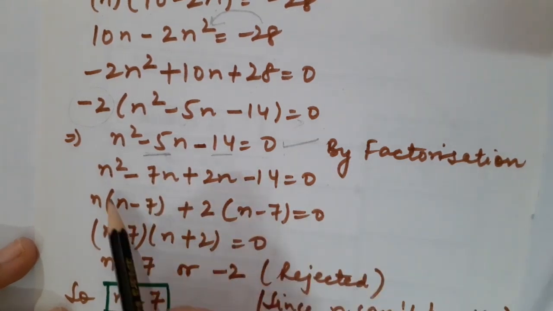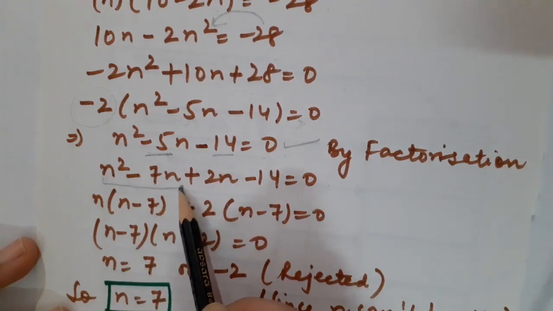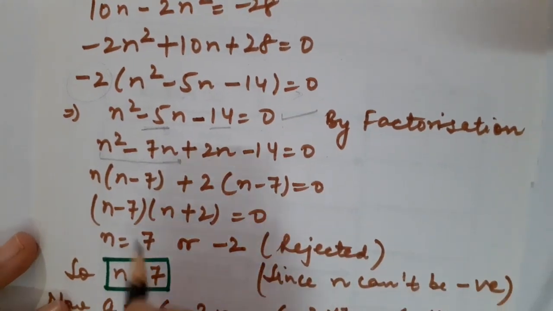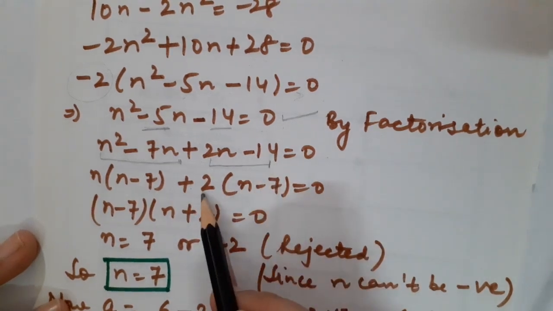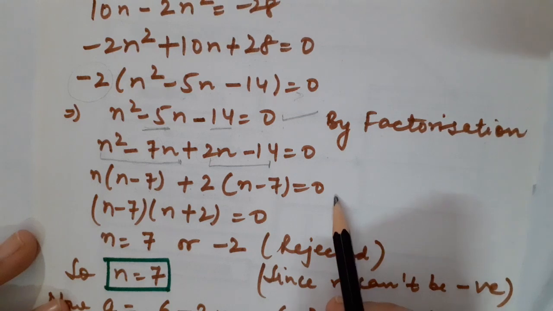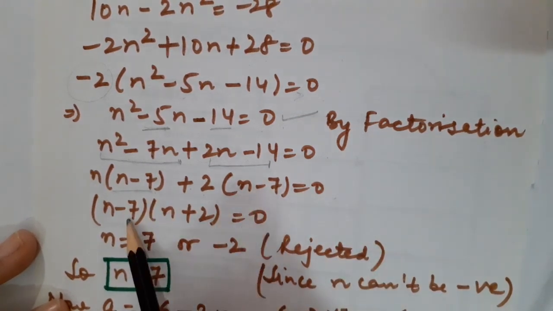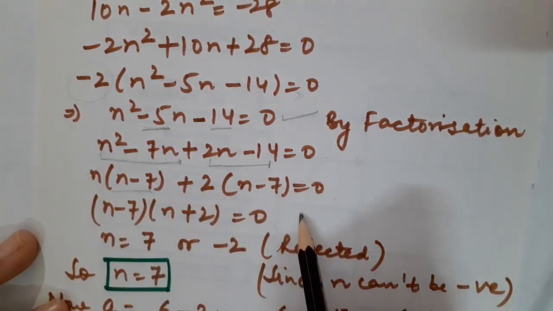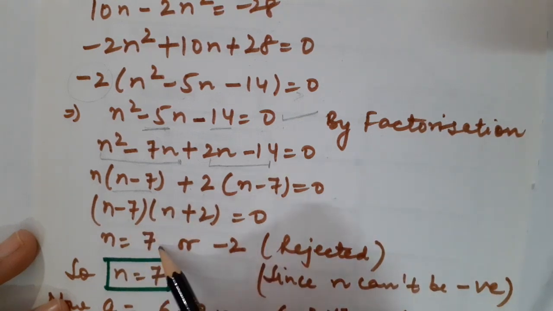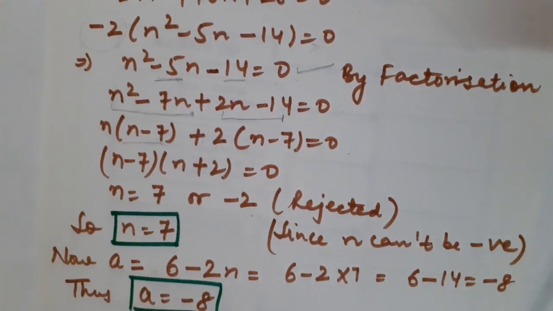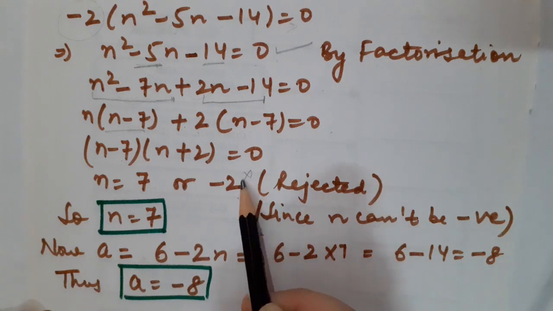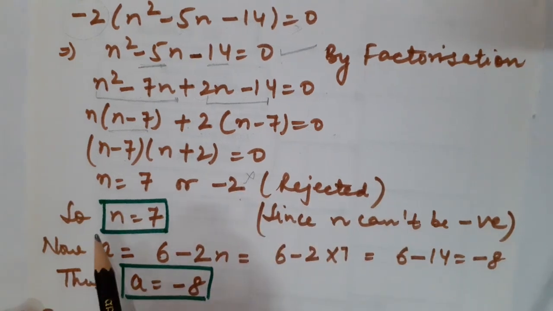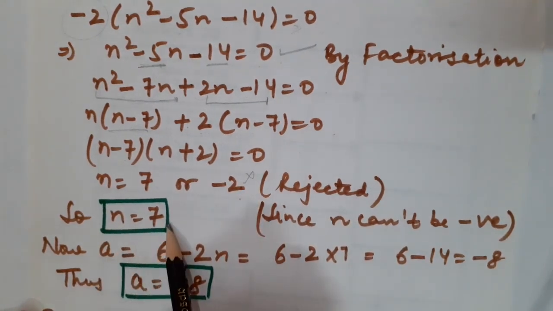Correct, students? Now let us take n common from the first two terms. We have got n into (n minus 7) plus, taking 2 common from the last two terms, plus 2 into (n minus 7) is equal to 0. N minus 7 will be written once along with n plus 2 is equal to 0. So either n will be 7 or it will be minus 2. But we know that n is a positive integer, so n can never ever be negative. So n is equal to minus 2 will be considered a rejected value. Correct? So what is n? N is equal to 7.